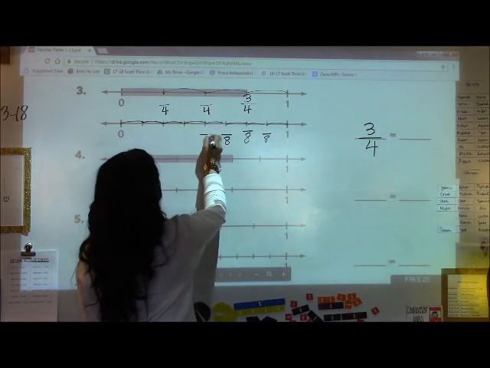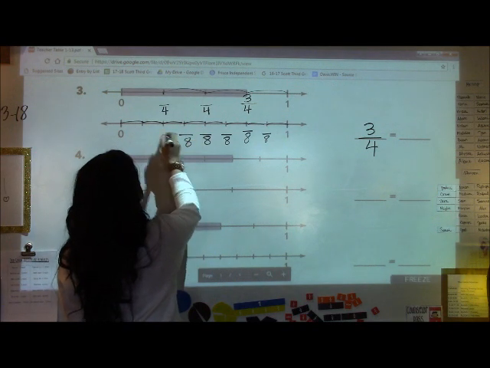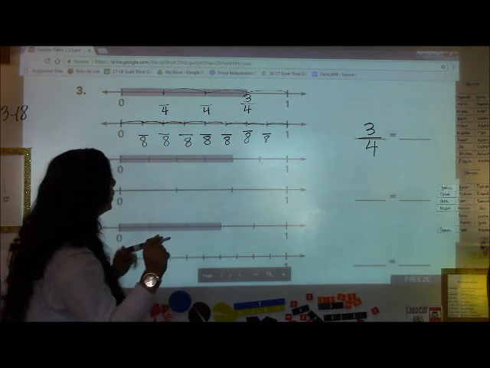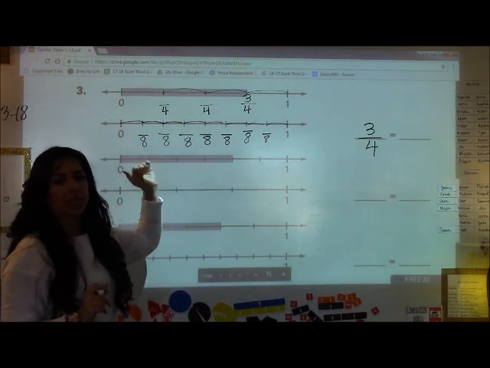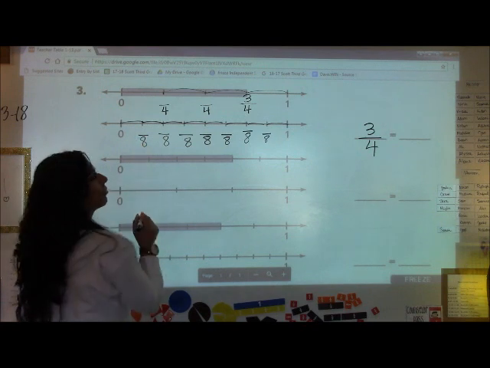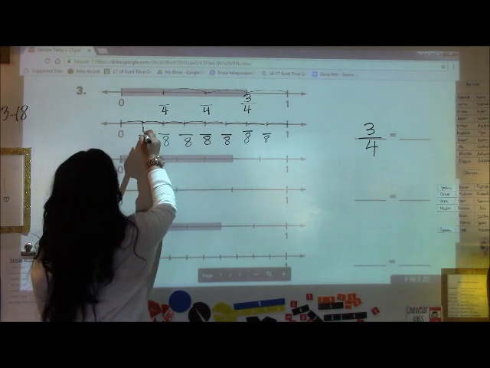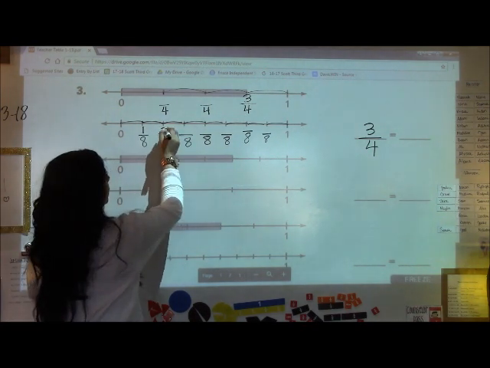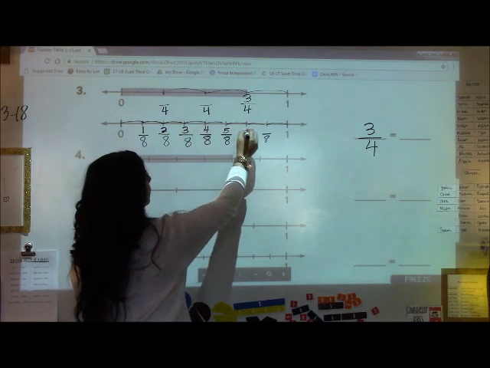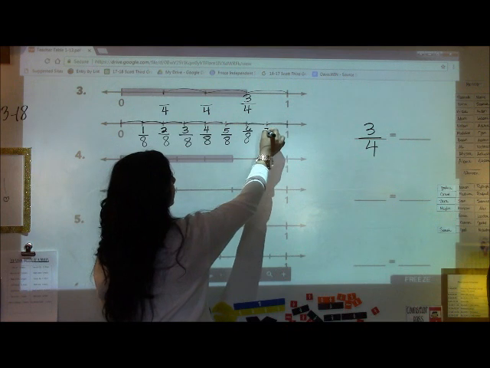And I want you guys to make a quick observation. Do you notice anything right now? Let's go ahead and label these fractions as you're starting to think about that. What would go here? 1/8. 1/8. What about this one? 2 8s, 3 8s, 4 8s, 5 8s, 6 8s, 7 8s.